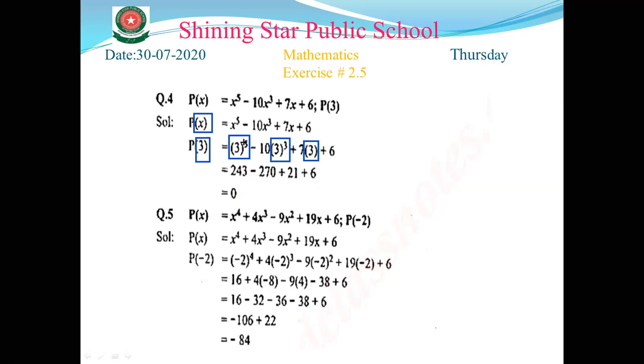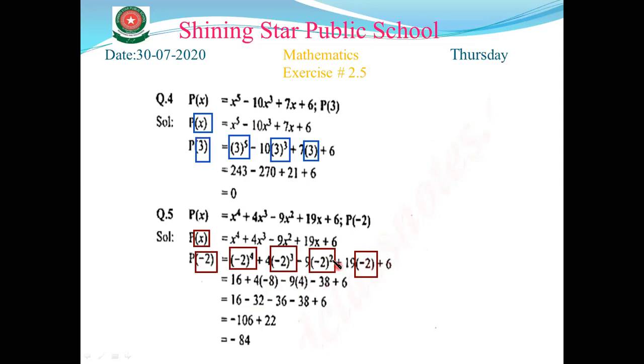Now in question number 5, we change the x with minus 2. So that's why we write here minus 2 power 4, minus 2 whole cube, minus 2 square, and minus 2. Okay. Now minus 2 power 4 is 16. Minus 2 cube is minus 8. And minus 8 multiply 4 is minus 32.